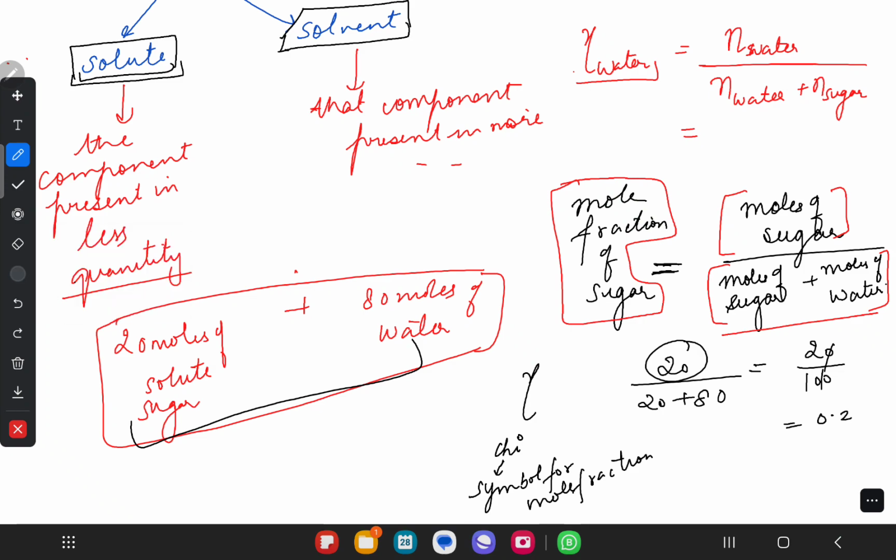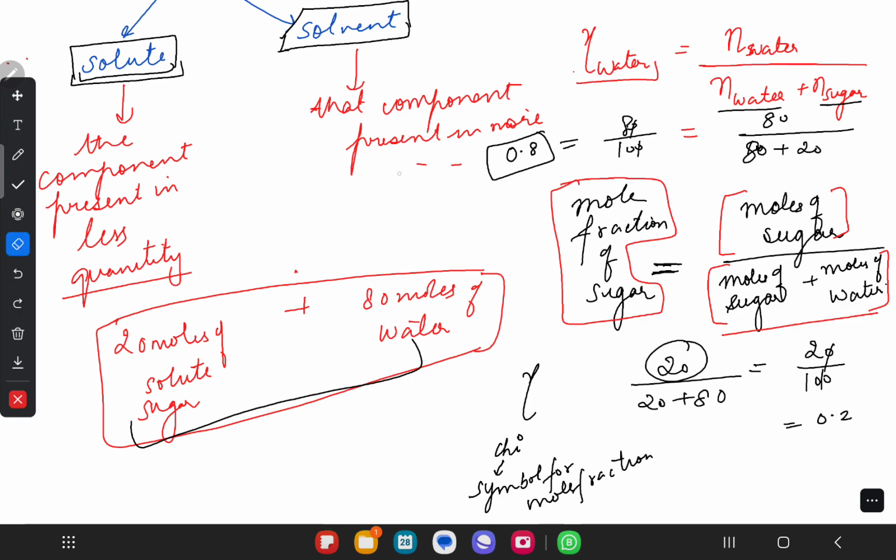So the answer is going to be moles of water, which is 80 in this example, upon moles of water, which is going to be 80, plus moles of sugar, which is 20. So that's going to be 80 over 100. And that's going to be 0.8. Are you understanding?